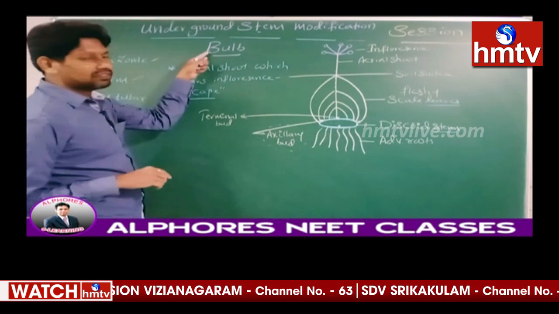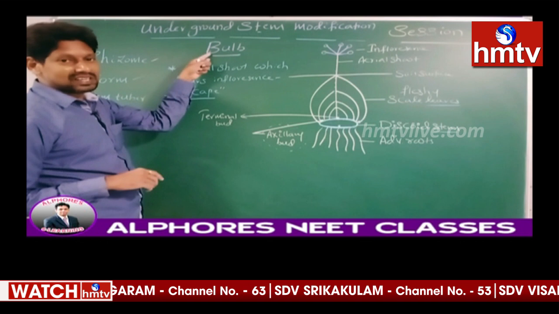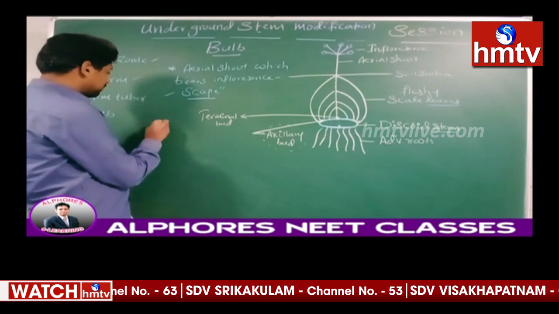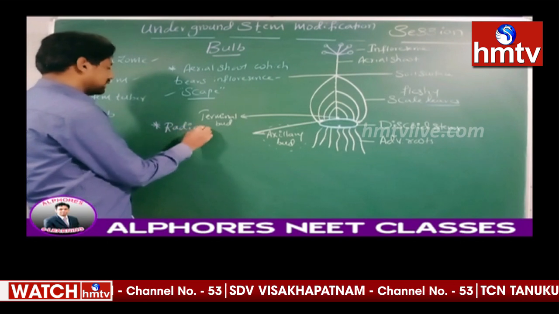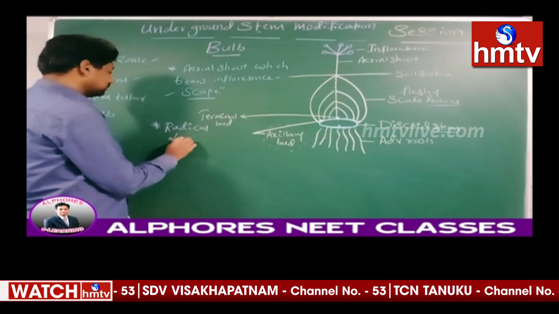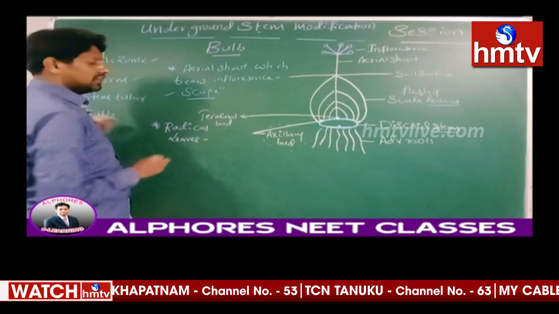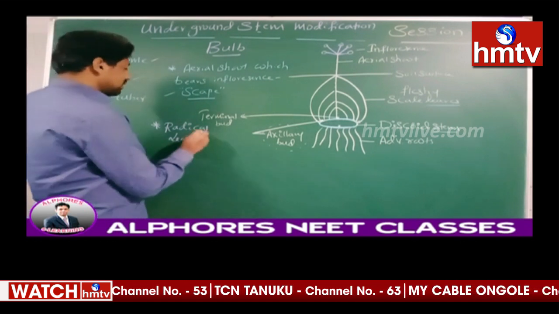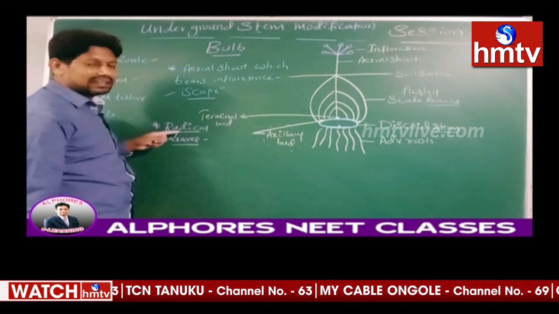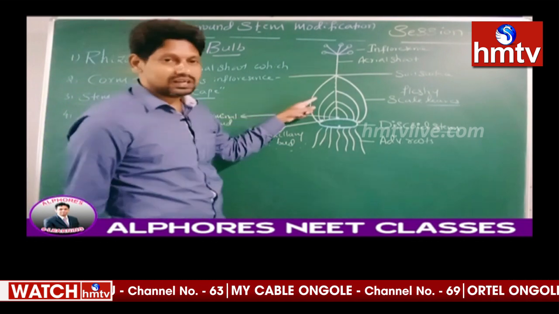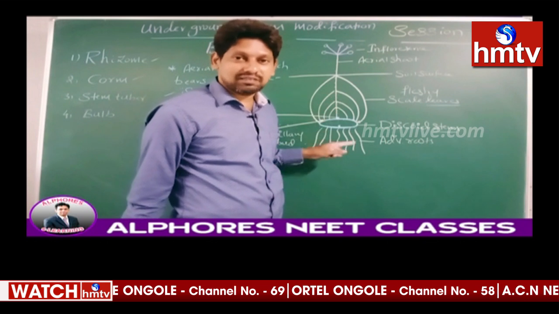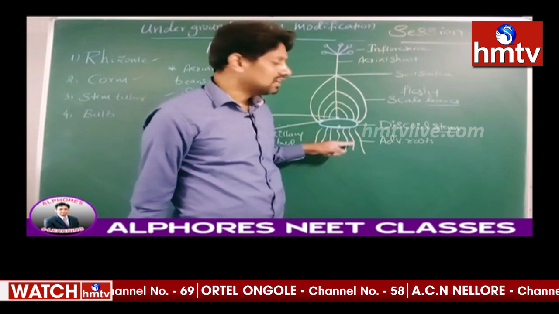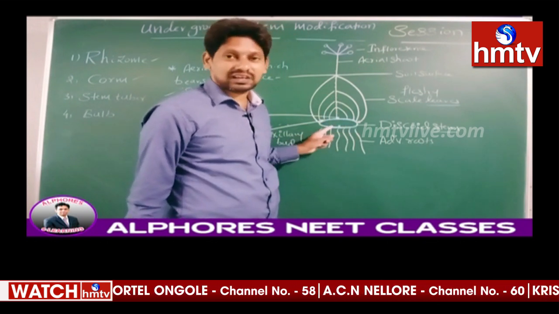Therefore, presence of radical leaves is a character of what, sir? Bulb. Right. Therefore, what is the meaning of radical leaves, sir? Leaves developed from stem, but appear as if they are developed from roots. Why? Because the stem is reduced into a disc-like structure.